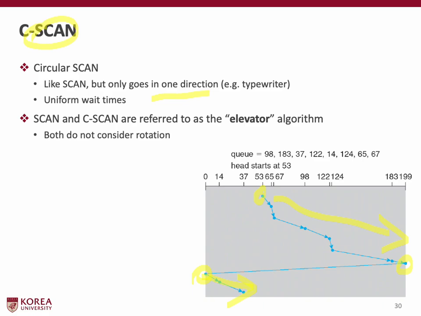By doing so, this gives more uniform wait times compared to the scan algorithm, especially for the cylinders near the edges. And both scan and C-scan are referred to as the elevator algorithm because their behavior is similar to an elevator.